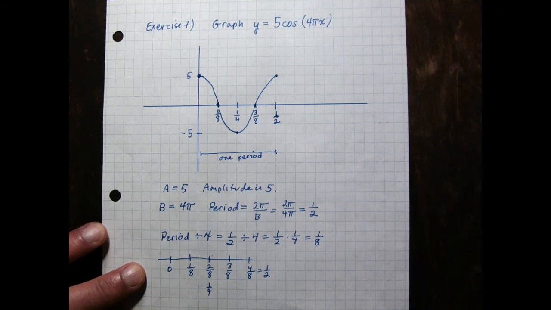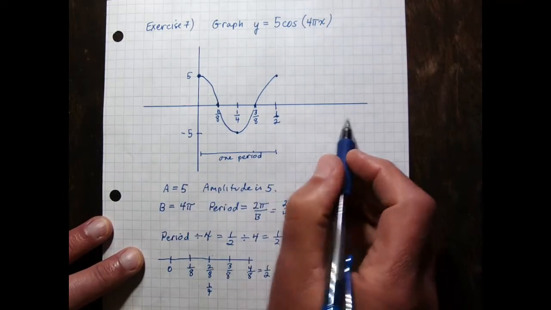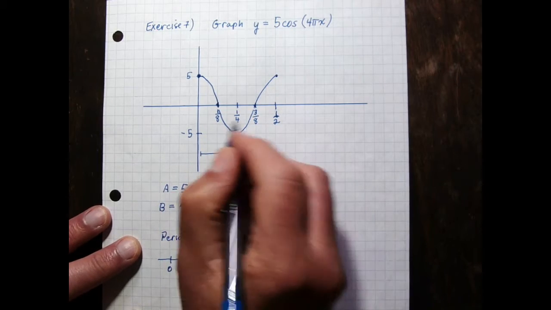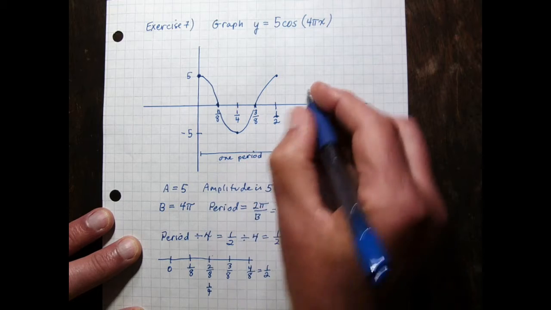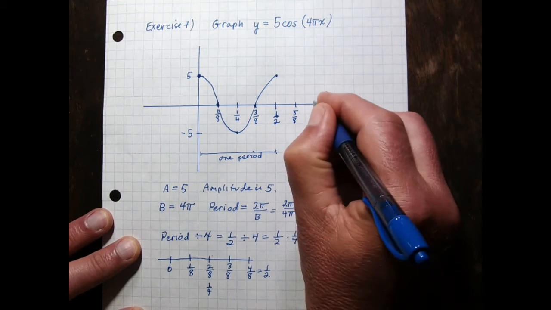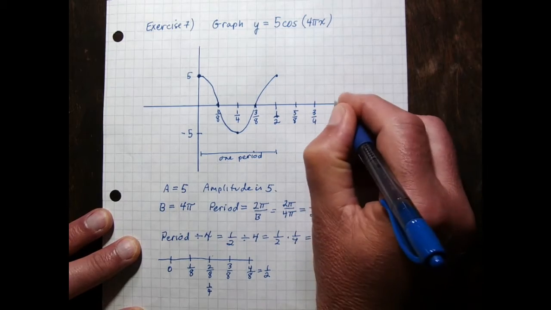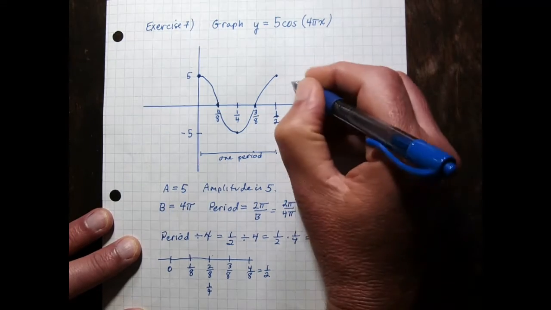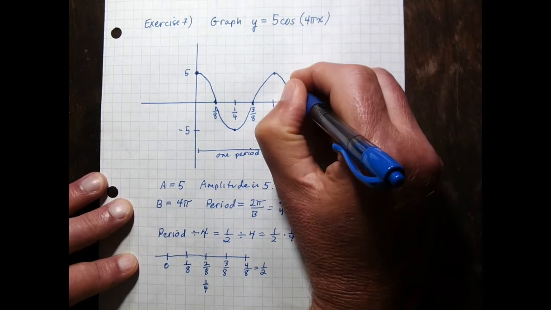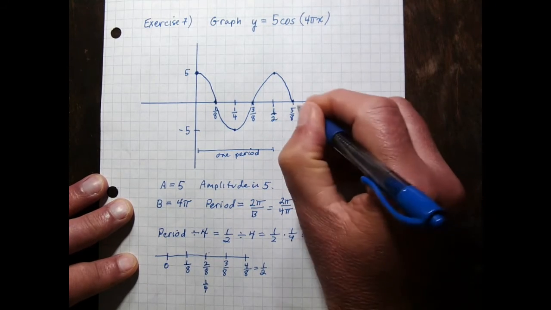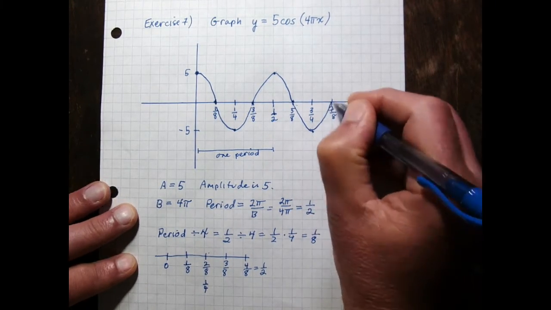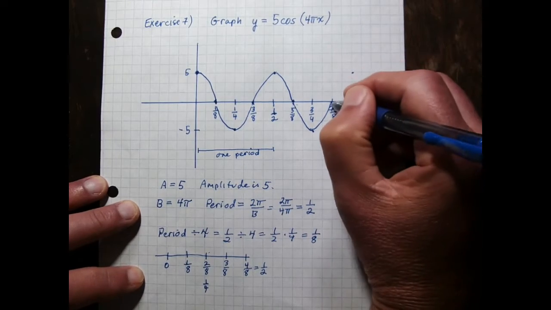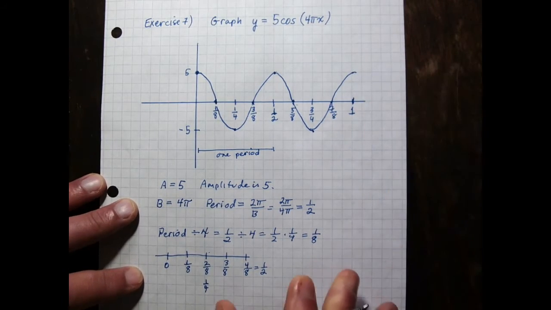And we're actually almost done with our graph. We just want to add one more period. I could either go to the right or to the left, it doesn't matter. I'll go to the right since I have room. 1/8, 2/8, 3/8, 4/8. This is going to be 5/8. 6/8 is 3/4. 7/8. And then 8/8 is just one whole. And this pattern's going to continue where I go down. At 3/4, I'm at -5. 7/8 is 0. At 1, I'm back 5 units up above.